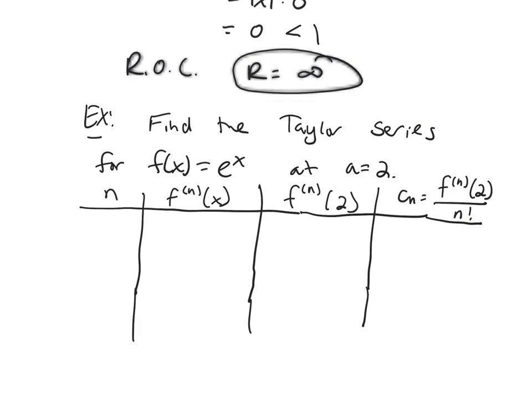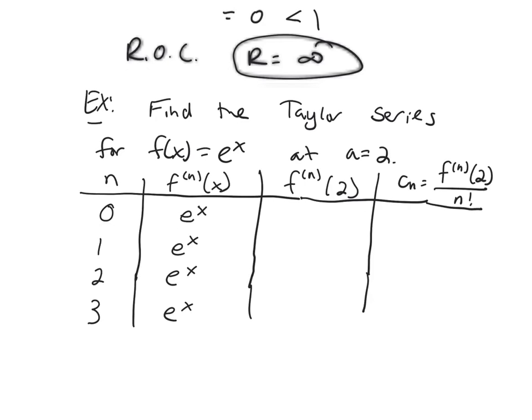So I'm going to plug in n equals 0, 1, 2, 3. When n equals 0, we aren't taking a derivative, we're just writing our function, e to the x. And this column is going to be the same because we're just taking derivatives here. We're not plugging in anything: e to the x, e to the x, e to the x. Okay.